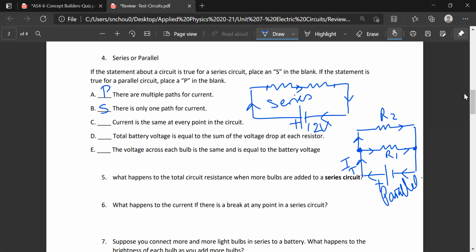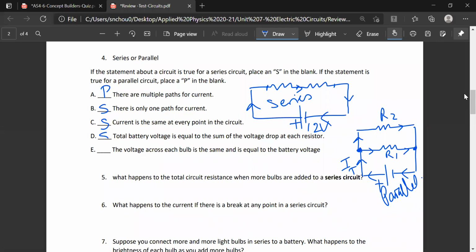Current is the same at every point in this circuit. Which one? Series. Series, there's a single path, single loop. In series, it's the same everywhere. The total battery voltage is equal to the sum of the voltage drop at each resistor. In which case does the voltage split between the 2 resistors? Remember, if the current does not split, the voltage splits. It's always the other way around. In series, the current is the same, so voltage splits.